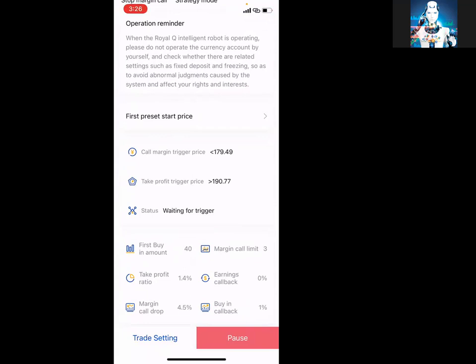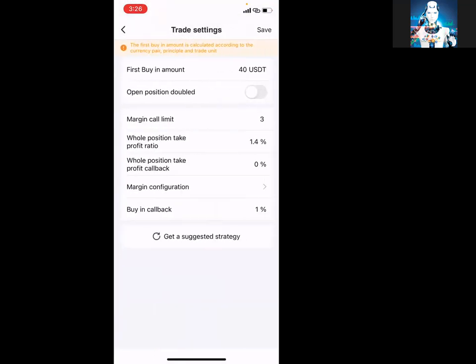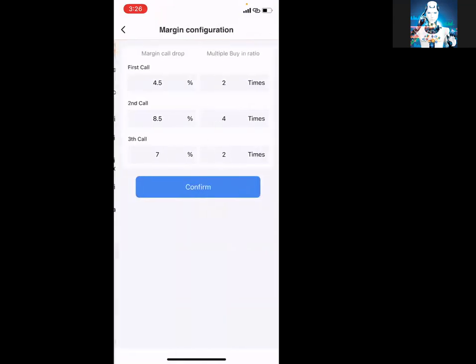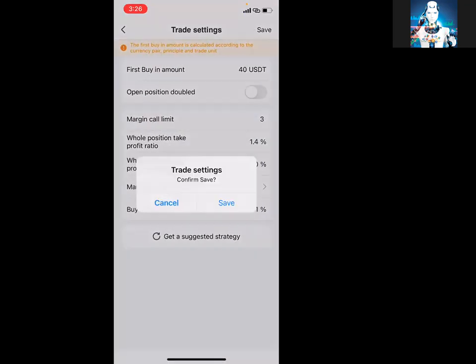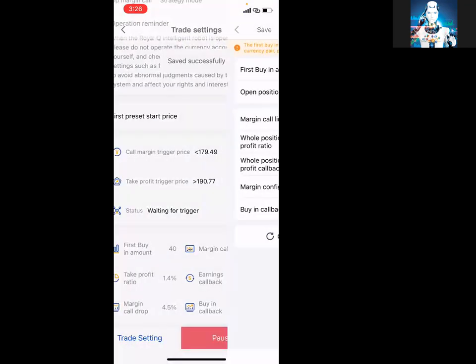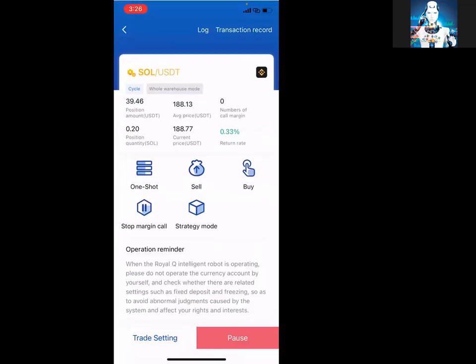So I can come over here under my trade settings and then check my configurations again. Make sure it's always correct. Okay. I check my margin configuration, 242, 4.5, 8.57. I confirm, I save, I'm out. Okay. I just entered and activated a trade. So let me get back.